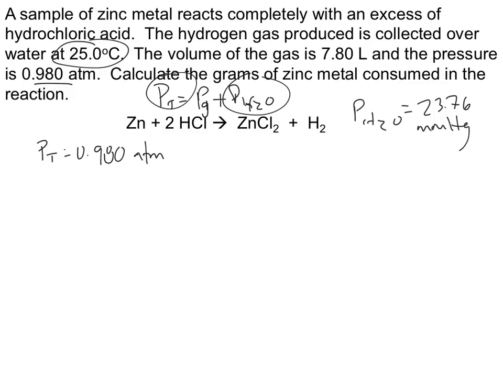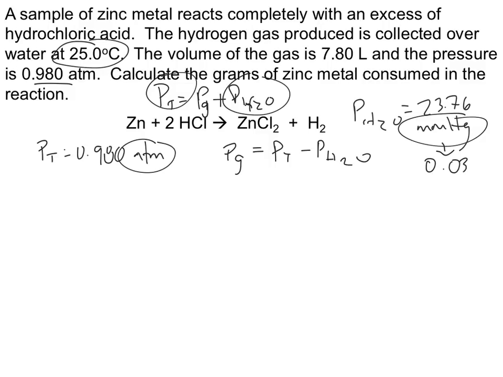So basically what we're going to end up doing is subtracting out the partial pressure of our water from our total pressure. But in order to do this, we need to make the units match. We have atm and millimeters of mercury. If we convert our millimeters of mercury to atm, we end up with 0.03126 atm. Those are just basic conversions using the 760 millimeters of mercury to 1 atm ratio.